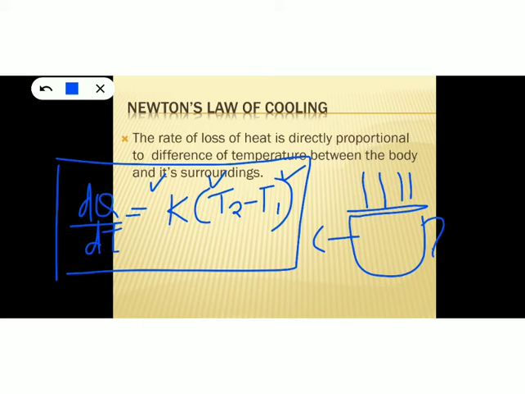And this law is applicable for small temperature differences. That is the important point. For small temperature differences, cooling occurs due to a combination of conduction, convection and radiation. The graph between difference in temperature and time is shown in that figure. These are some of the important points that should be noted for Newton's law of cooling.